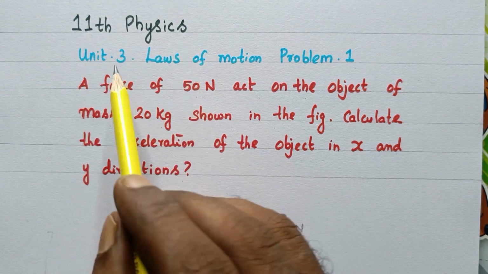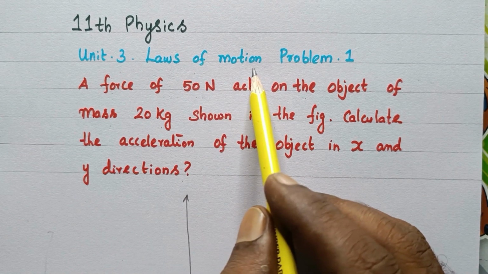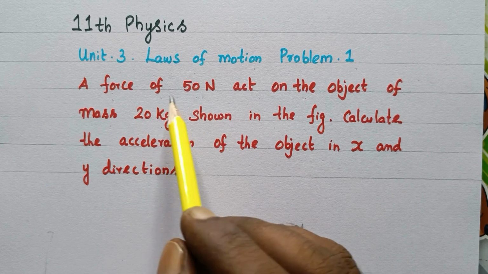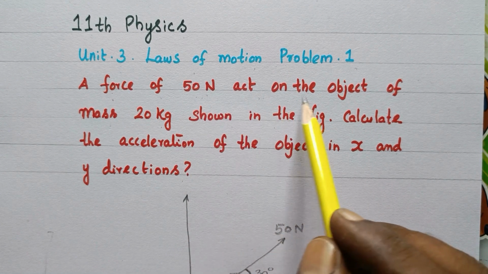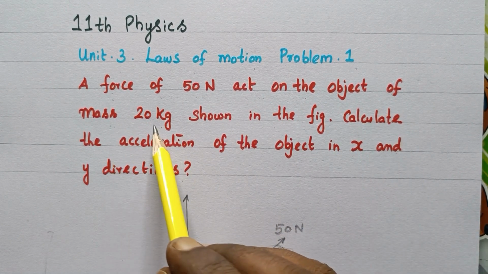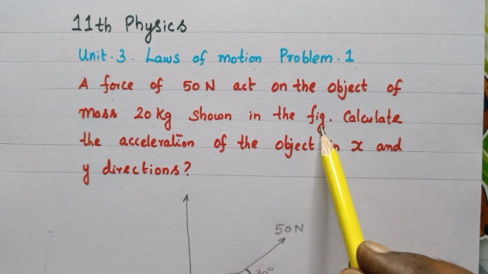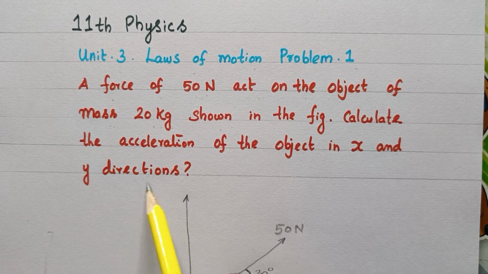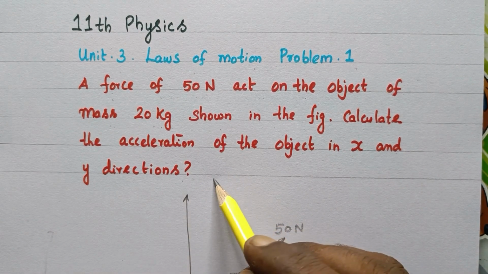11th Physics Unit 3 Laws of Motion, book back problems, problem number 1. A force of 50 Newton acts on the object of mass 20 kg shown in the figure. Calculate the acceleration of the object in x and y directions. This is the given problem.